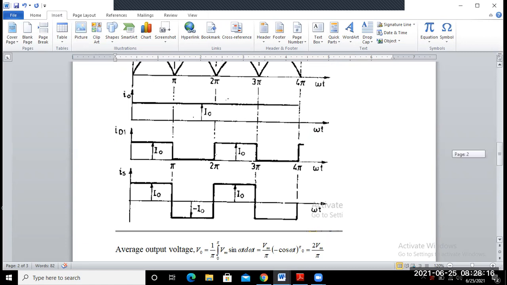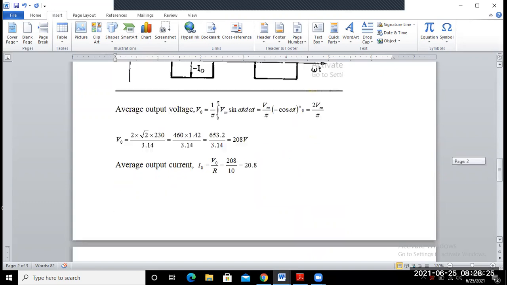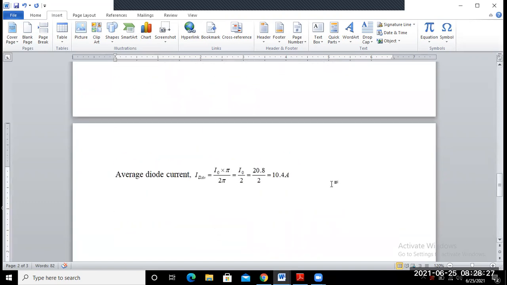How can we find it? I0 is a constant. How can we put this waveform into the general formula? We can observe this, and if you put it in the average value formula, you also get the same value. So how can we write the average value?